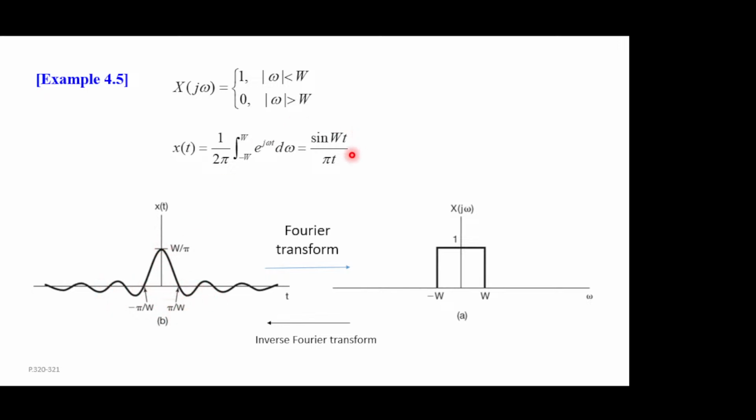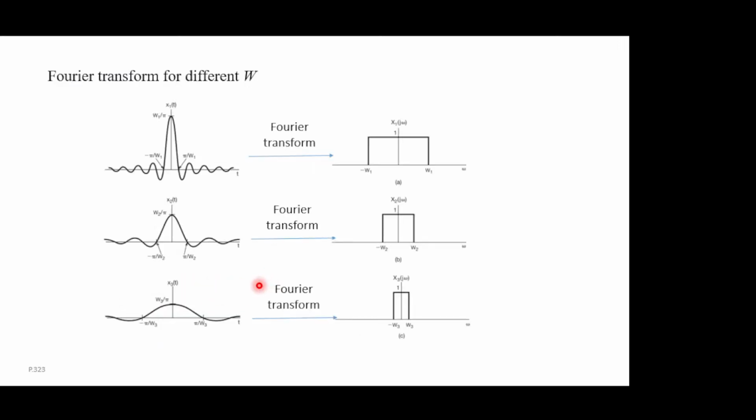Except k equals 0, it's actually W over pi. But anyway, this point will be pi over W, this will be minus pi over W, and this will be 2 pi over W, 3 pi over W, etc. And what we want to say is, if you have bigger W, then you have smaller pi over W. Okay. So if it's wider in the frequency domain, it will be thinner in the time domain. And similarly, if it's thinner in the frequency domain, it will be wider in the time domain.